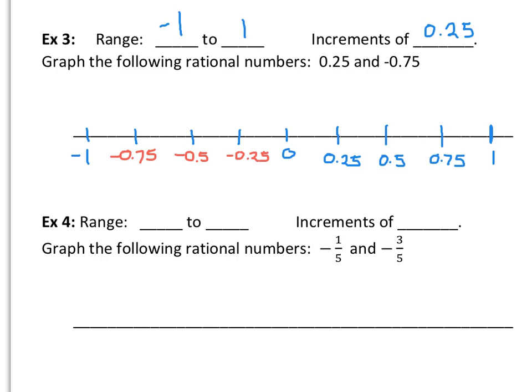So now that we've graphed our number line and set up our increments, let's go ahead and place 0.25 on the number line. We know that it's closer to 0 on the positive side. And let's go ahead and graph negative 75 hundredths, which is on the left-hand side of 0. Notice that negative 75 hundredths is closer to negative 1.